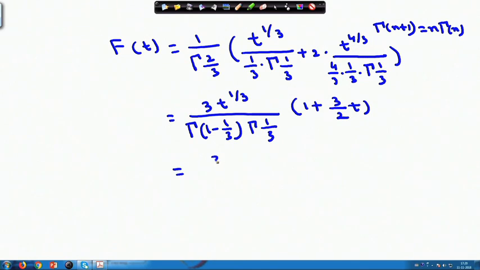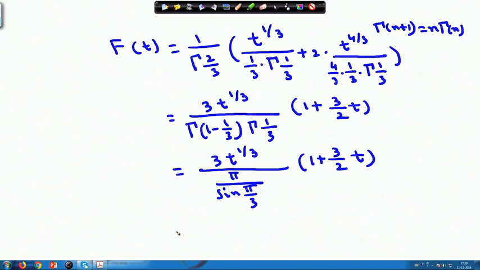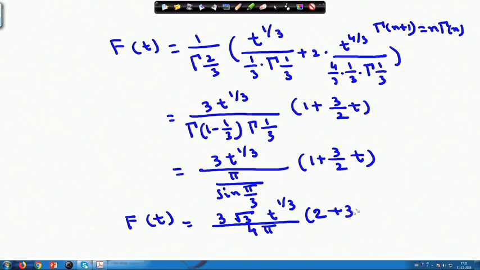And this again I can write down 3 t to the power 1/3 into this gamma(n) gamma(1 minus n) equals pi by sin n pi. Using that property, this I can write down as pi by sin(pi/3). I can substitute the value of pi by 3. This portion will remain as it is, 1 plus 3/2 into t. So, ultimately you can write f(t) equals 3 root 3 into t to the power 1/3 by 4 pi after substituting the value of sin(pi/3), into (2 plus 3t). So, ultimately the value of f(t) becomes 3 root 3 into t to the power 1/3 by 4 pi into (2 plus 3t).